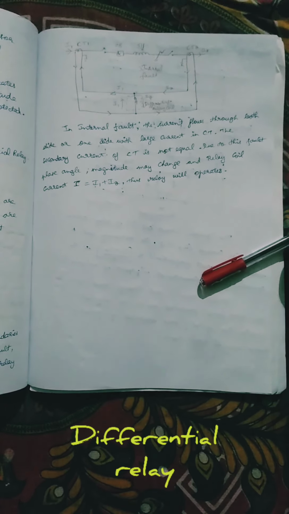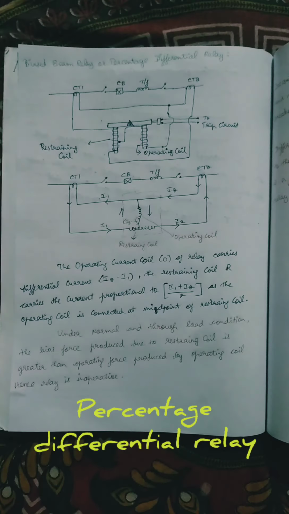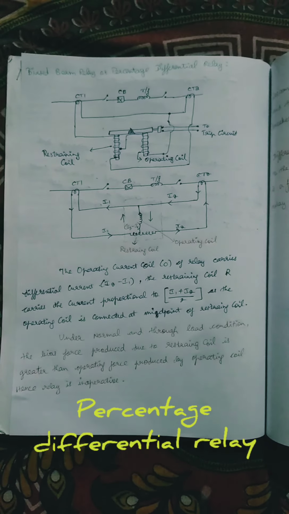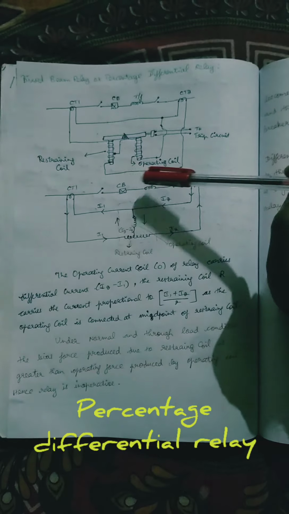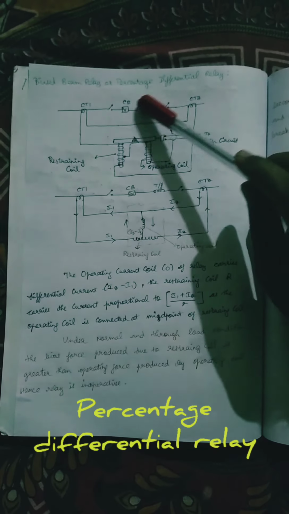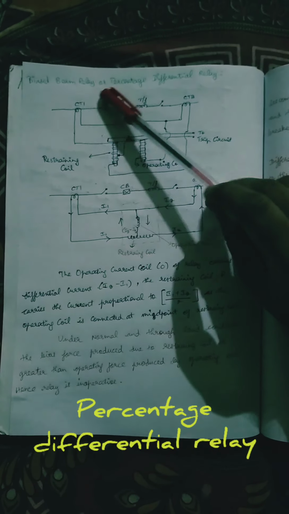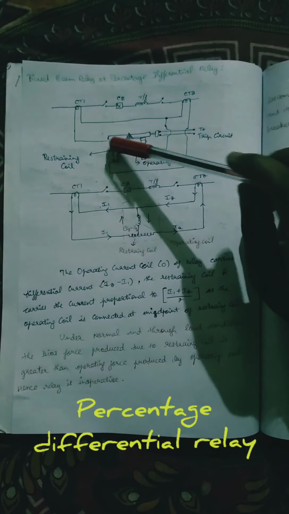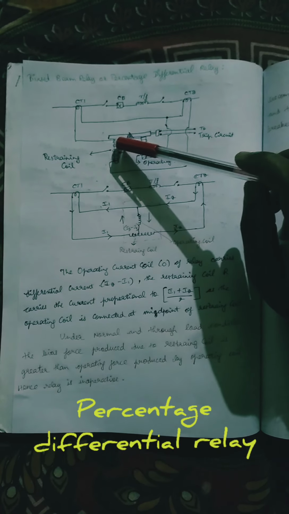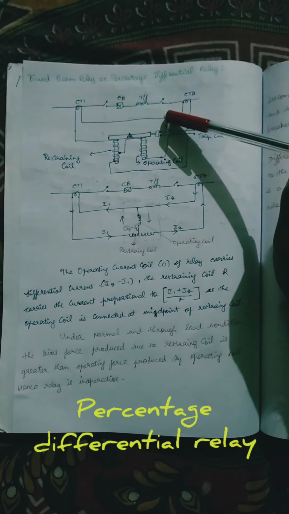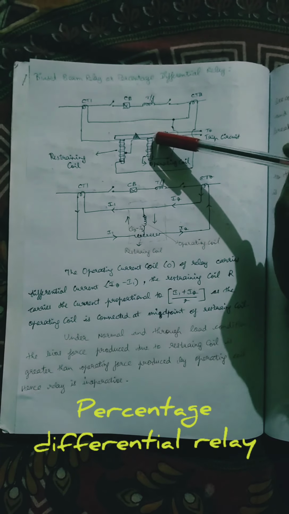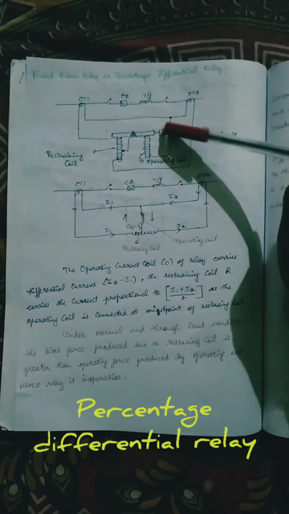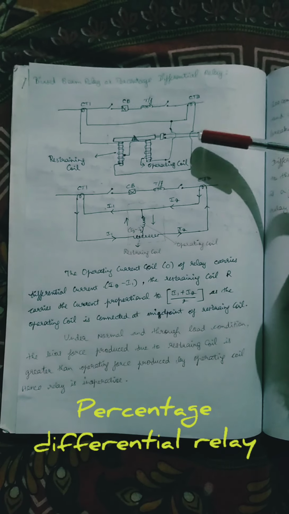So to overcome this, the next thing we are going to see is the biased beam relay, or percentage differential relay. In this relay we have two coils, one is the restraining coil and the other is the operating coil. Earlier we had only one coil, which is the operating coil. The zone to be protected is covered, and the CT secondaries, one terminal is connected with the restraining coil and another one with the operating coil, and the tripping circuit is connected with this beam. Whenever the beam is enabled, it makes the tripping contact.